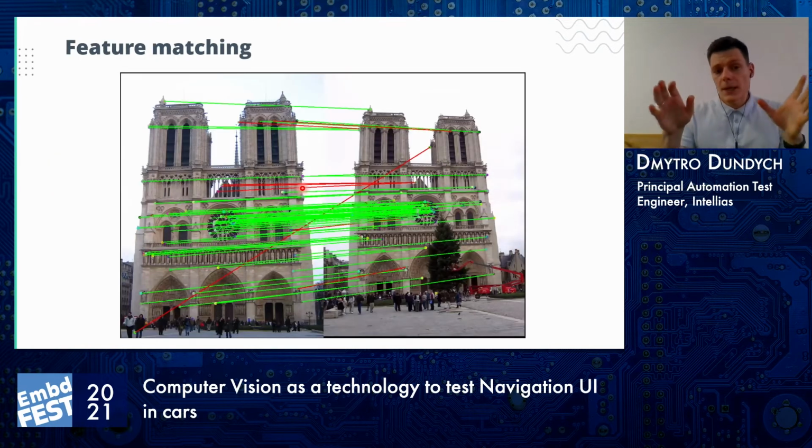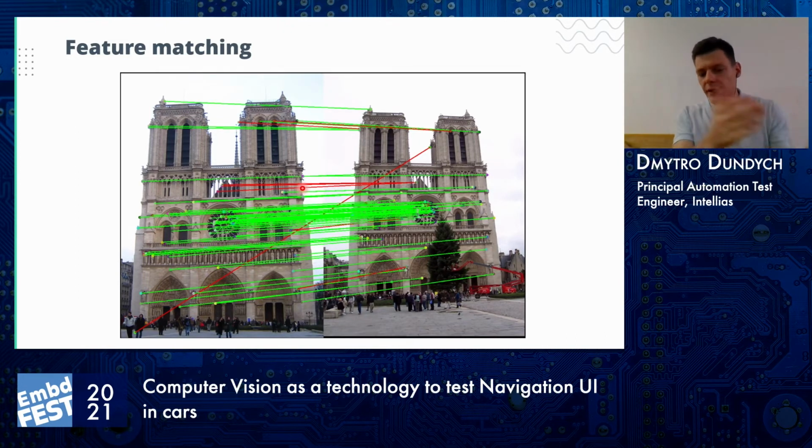So how do we match these features? For example, we have one picture and another picture that actually shows the same object but in different conditions.